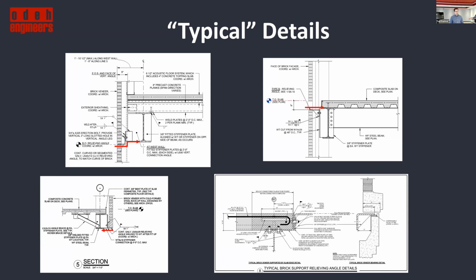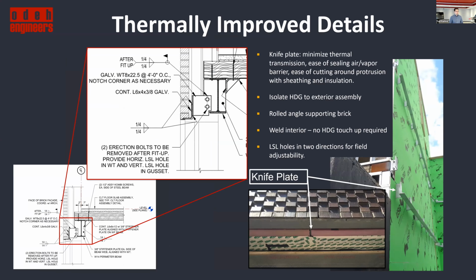like this. And what we'll move on to next is what I like to call thermally improved details. These are not thermally broken details. These are knife plate connections or fin type connections, like Jim was mentioning, that move that relieving angle assembly or bent plate, depending on the distance from your spandrel beam, and it moves it outside the building envelope.